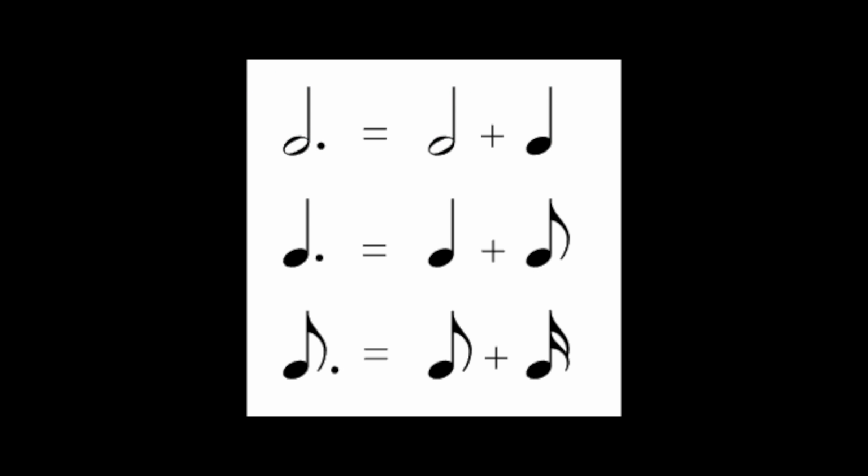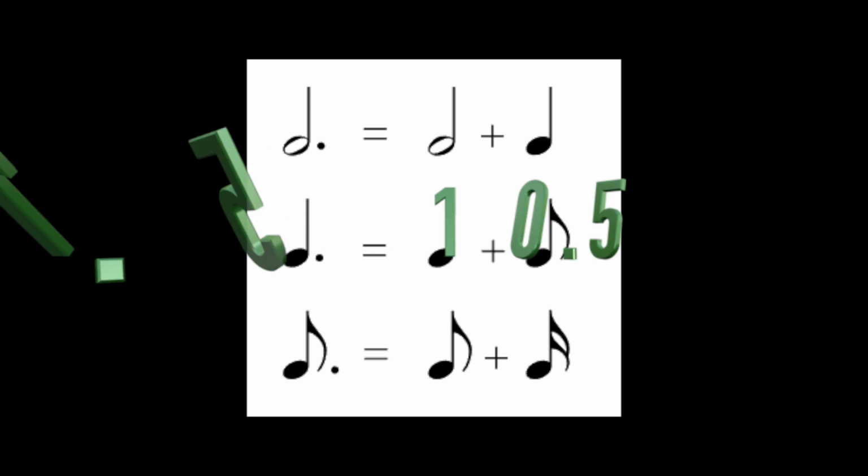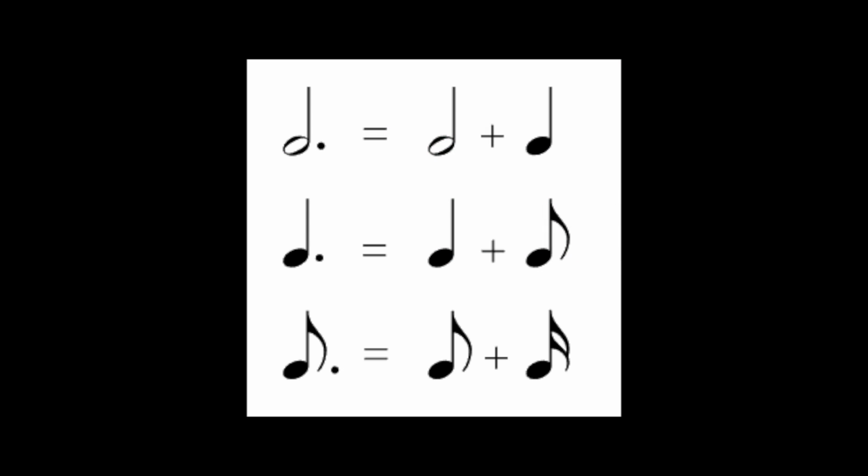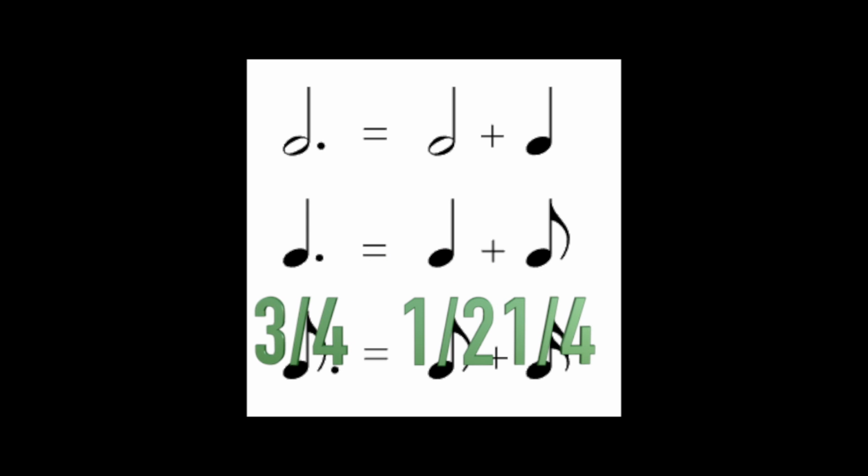In the example of the quarter note, a quarter note is 1 beat. The dot is worth half of what is connected to, so half of 1 is a half. So 1 plus a half equals 1.5 beats for a dotted quarter note. For an eighth note, the dot takes half of the eighth note, half of a half, which is 1 quarter, so a dotted eighth note is 3/4 of a beat.